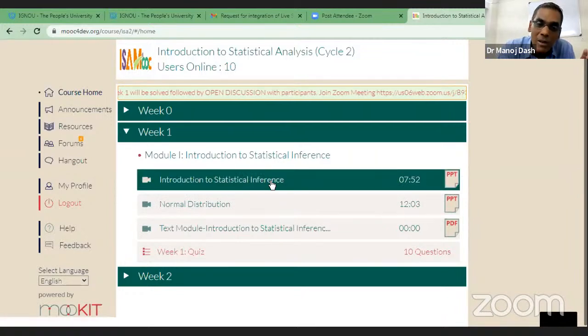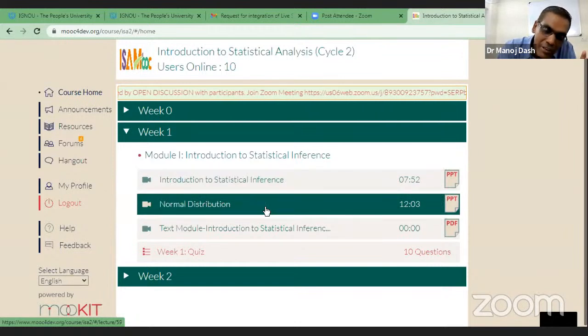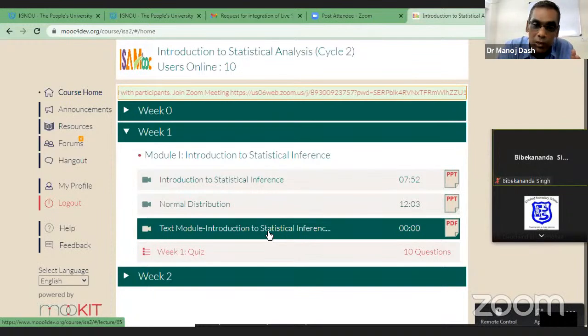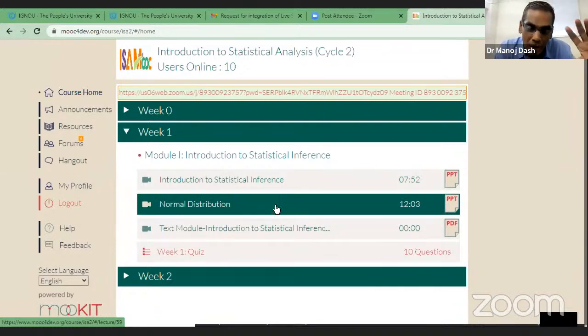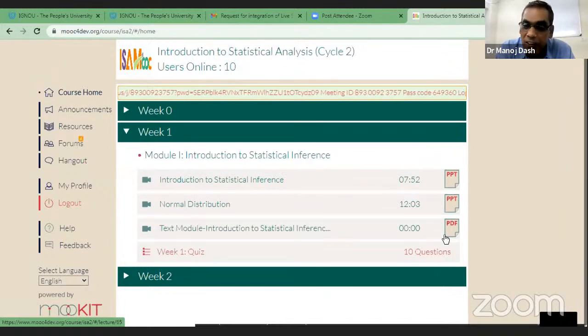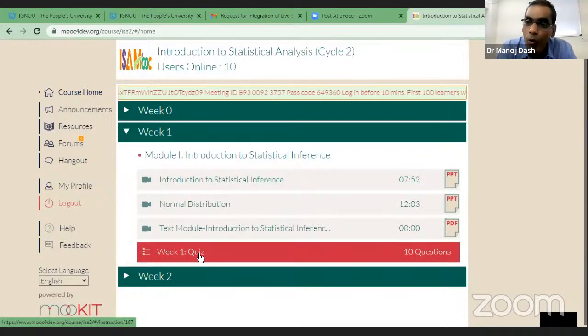So you can watch the video and the corresponding PPT, the second video and the corresponding PPT, and the third module, this one. This is a text module. If you click on it, you will get the PDF file. The text file, that is the whole content of the first video as well as the second video, is given in the form of a PPT. This is the PDF. And at the end, quiz 1 is given. I hope many of you have completed quiz 1. If not completed, still you have the time, you can make use of it.